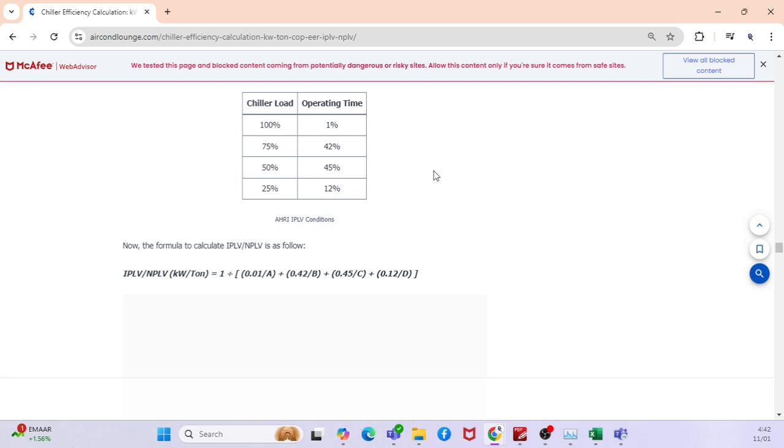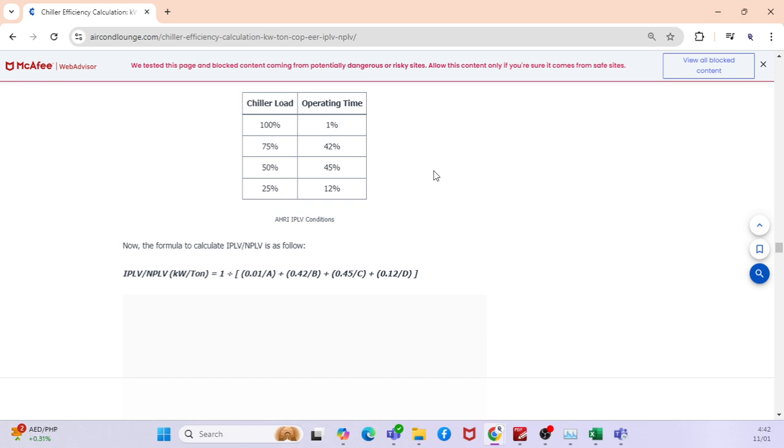Diversity is for what? That is a building load diversity, right? Not for the weather profile. So your diversity is based on the building load, and the IPLV value is for the weather profile.